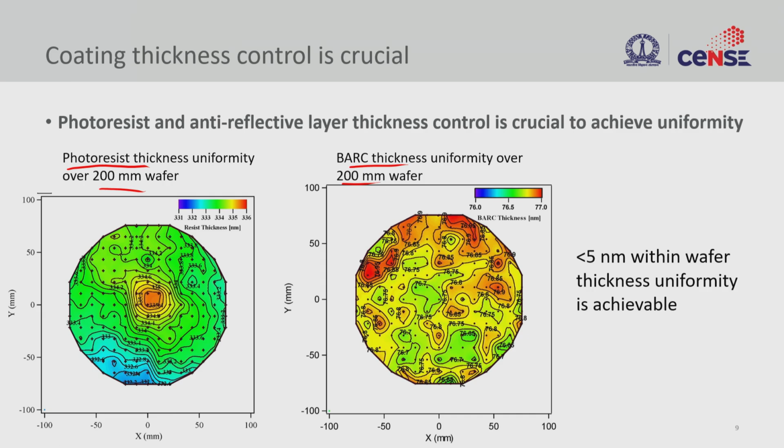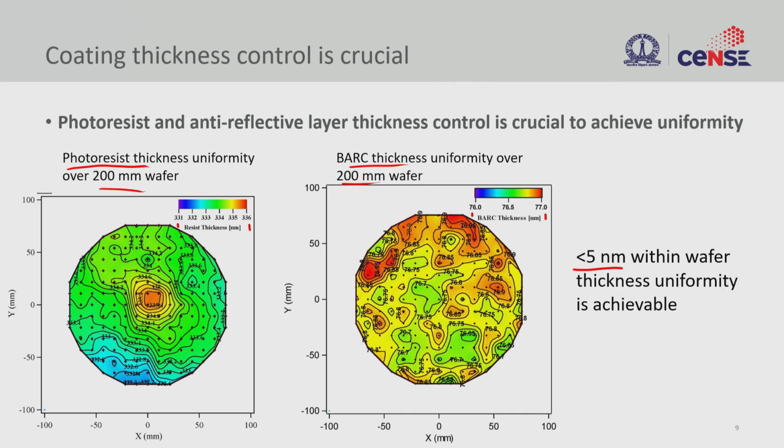But if you look at the range, here the range is about 5 nanometer, and in this case the range is about 1 nanometer. So the thickness variation over a 200 millimeter wafer can be less than 5 nanometer. This is achievable with current technology. So when you are designing your process, you may want to make sure that your anti-reflective coating thickness is able to match the photoresist thickness variation you are going to get.